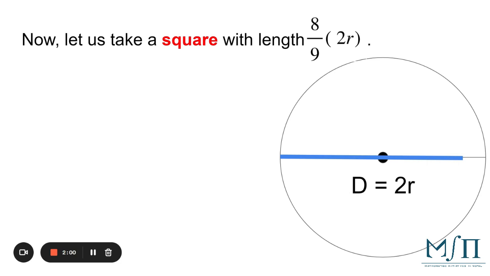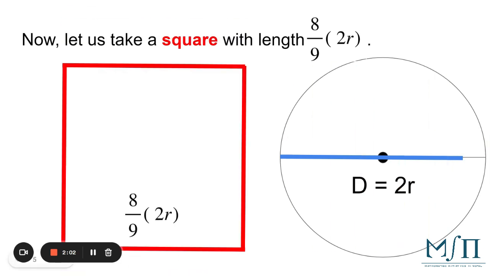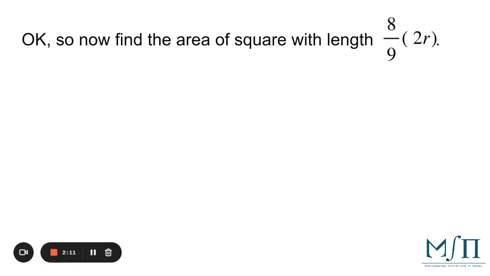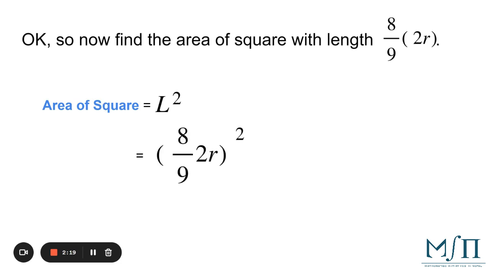Now we will turn this length into a square, and we get the square right here with a length of 8 by 9 times 2r. Then let us find the area of the square with length 8 by 9 times 2r. We know that area of a square is equal to L squared, which is equal to 8 by 9 times 2r whole squared, and we eventually get the area of the square is equal to 256 upon 81 times r squared.